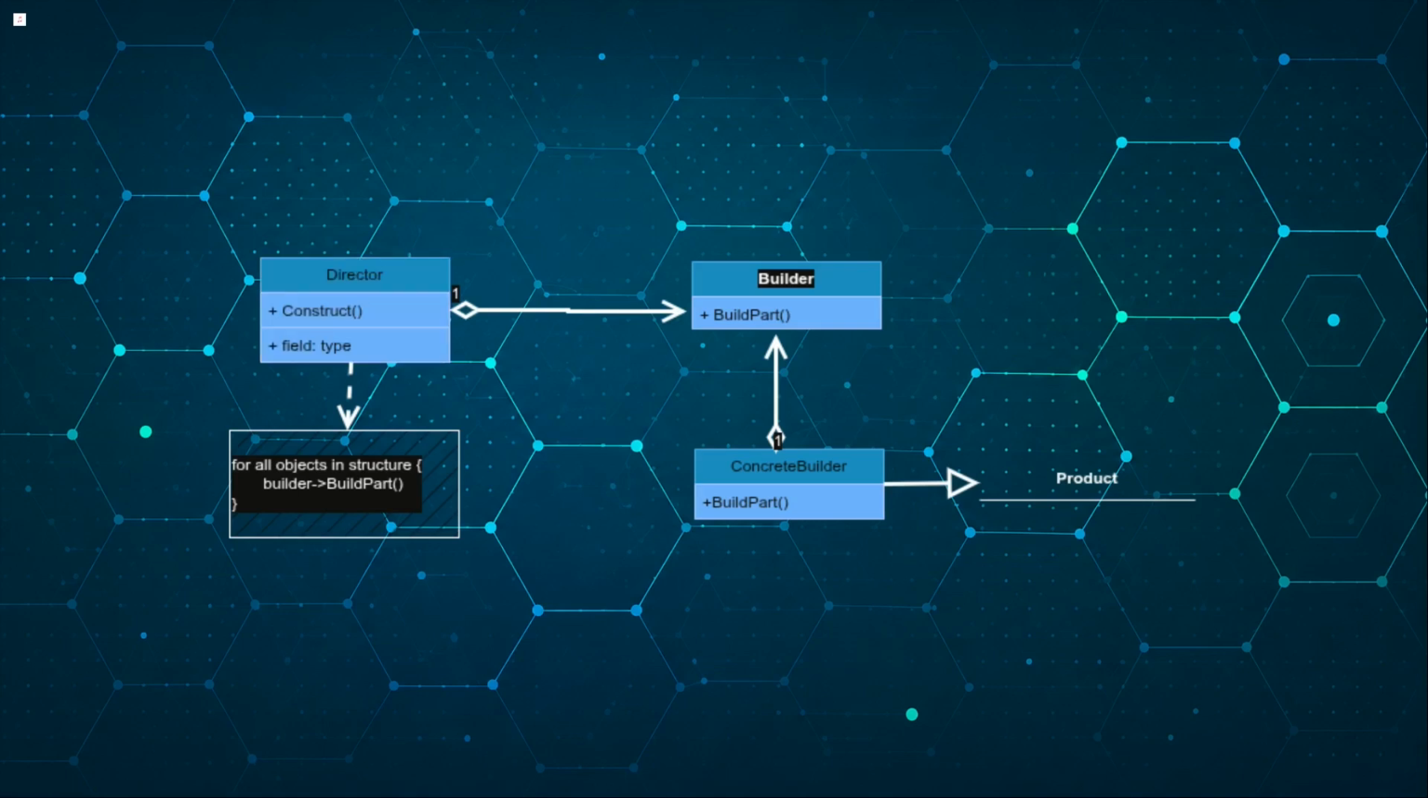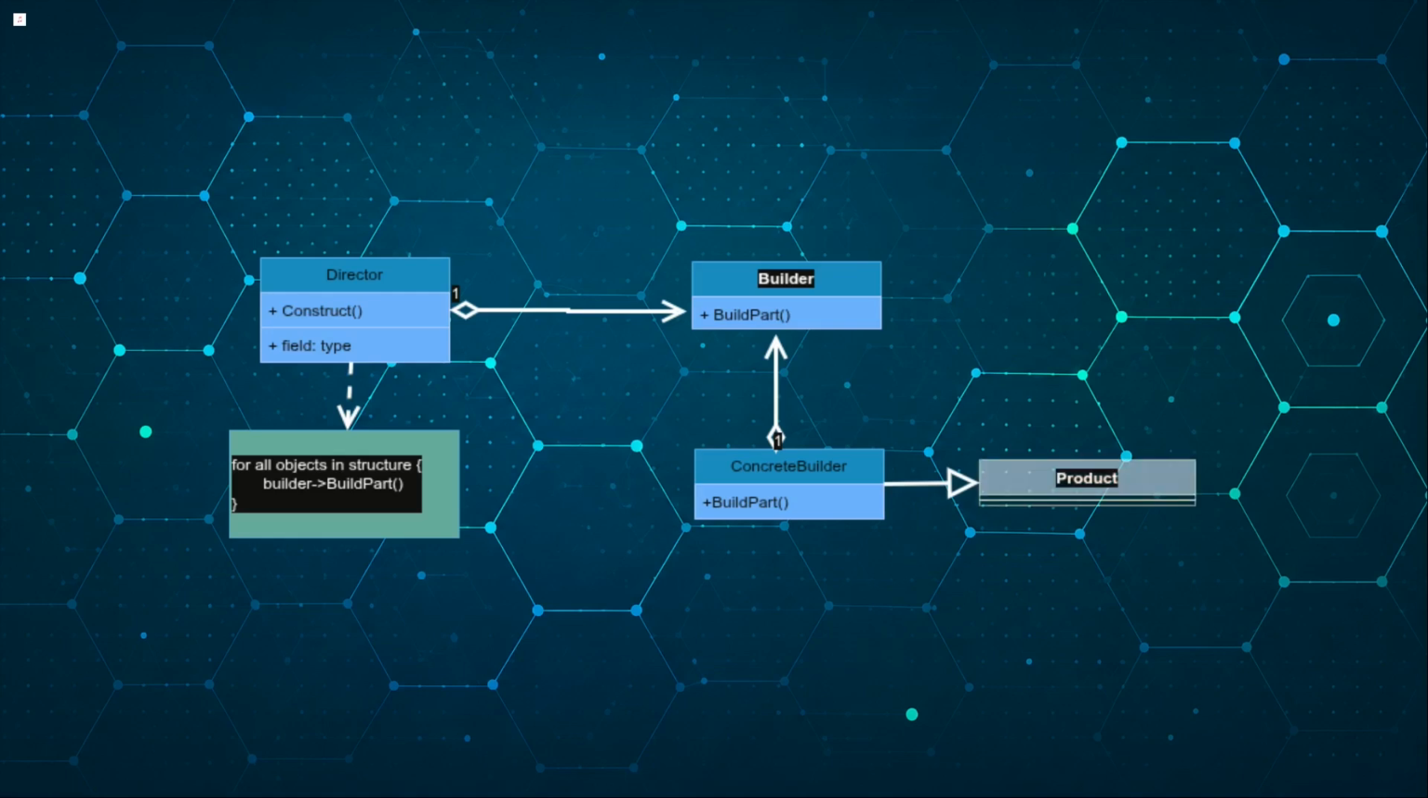Participant director controls the sequence and order used to build a product object. Ensures the same construction process can create different product variations. In Python, it usually stores a builder reference and invokes build methods. It works with builder interfaces without depending on specific implementation.